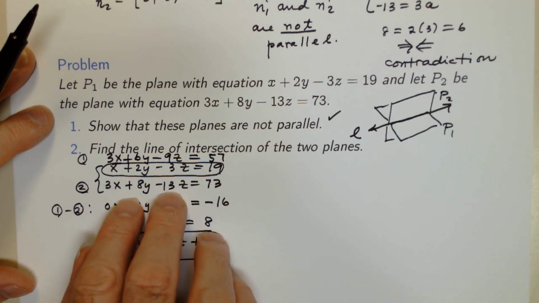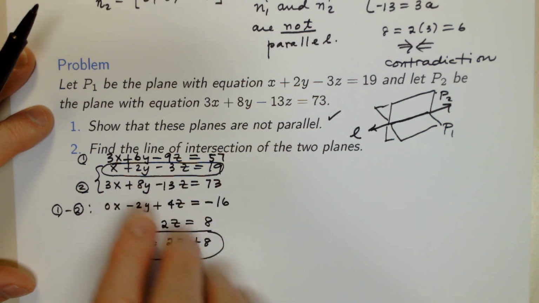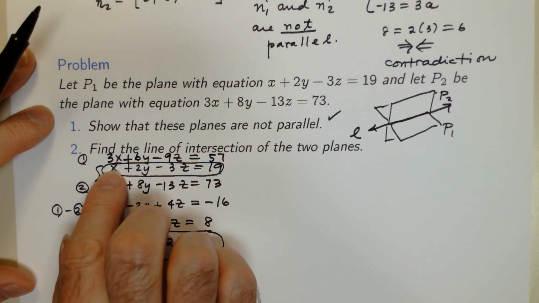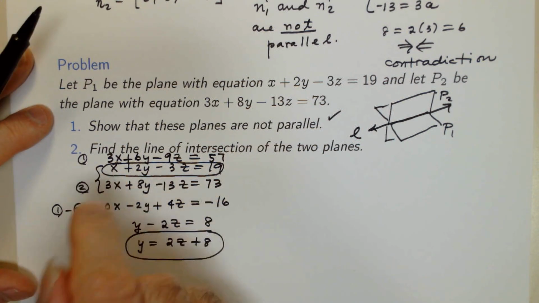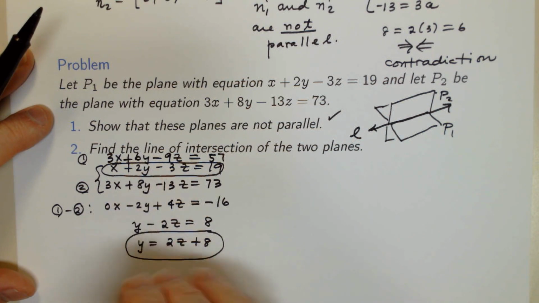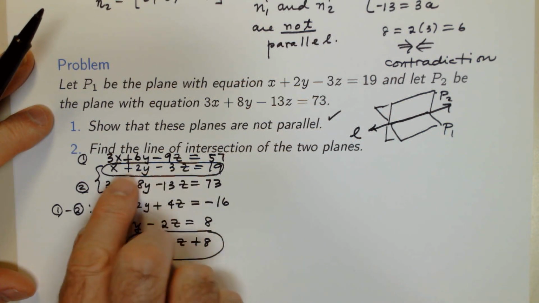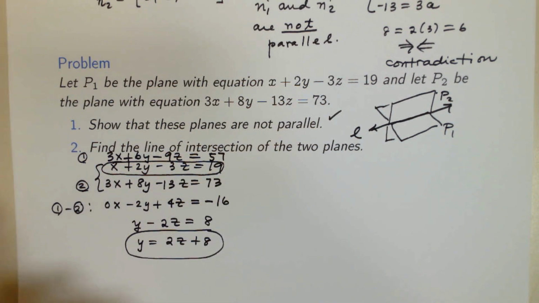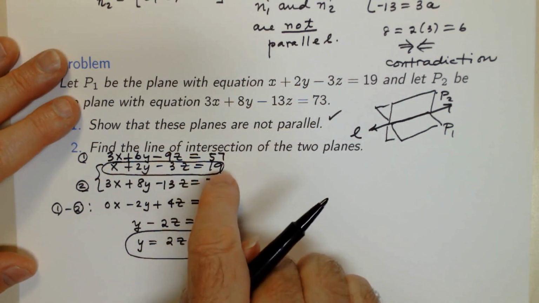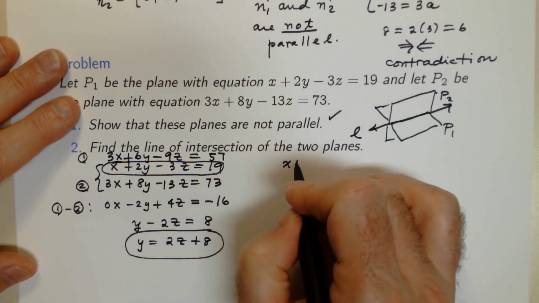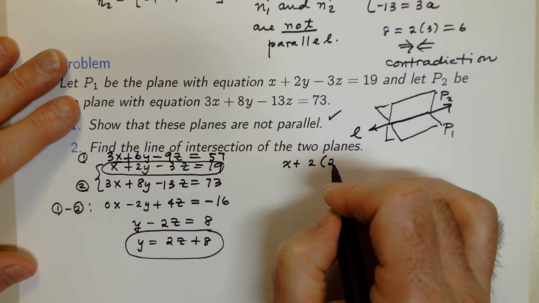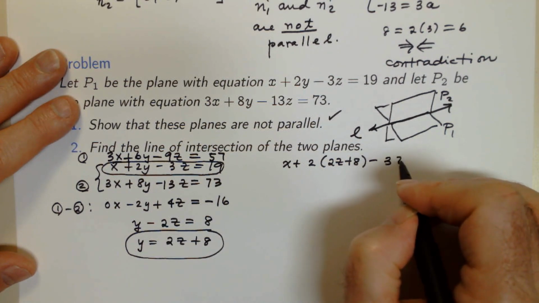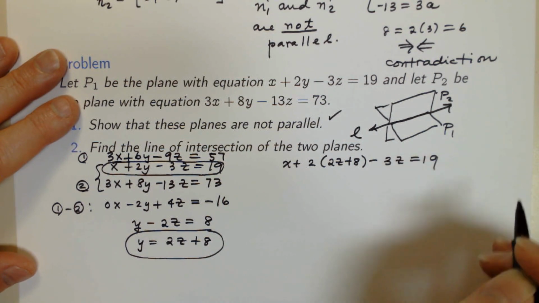I want to substitute in place of y. I'm going to put 2z plus 8 in place of y here, and then I want to get a relationship that relates x to z. So my goal is to substitute and then write x in terms of z. All right, so let's do the substitution part. According to this equation, x plus 2 times (2z plus 8) minus 3z equals 19.